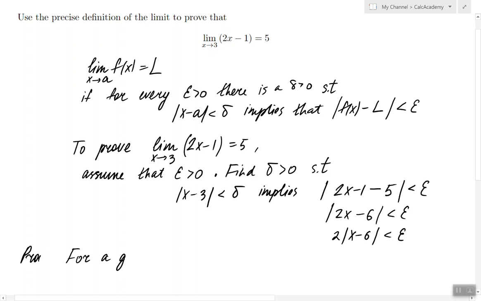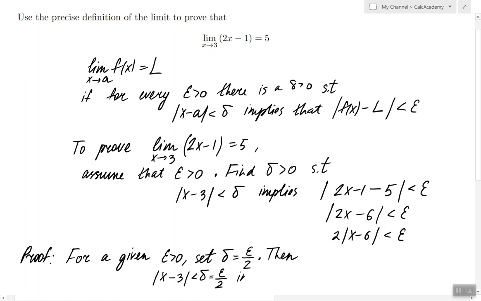So this is the proof. For a given epsilon greater than 0, set delta to be equal to epsilon over 2. Then the following is true. As x gets closer to 3, that implies the following, which is equivalent to this.